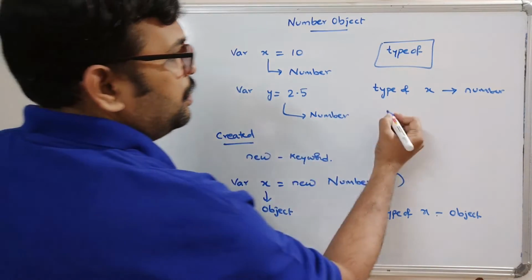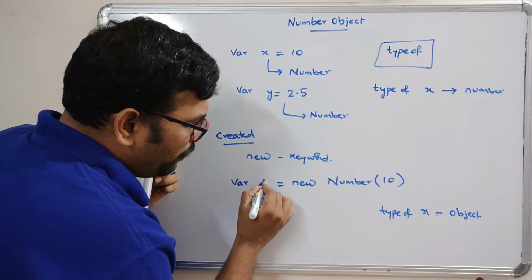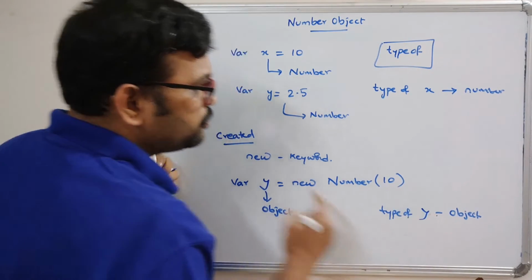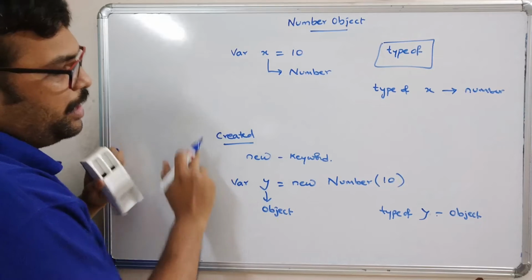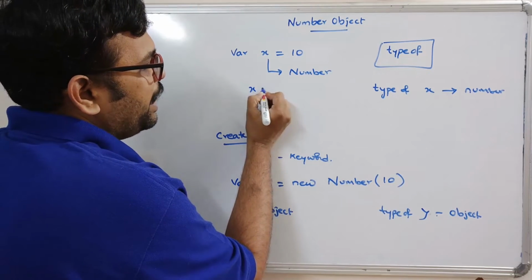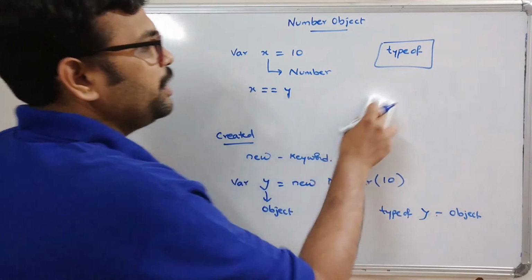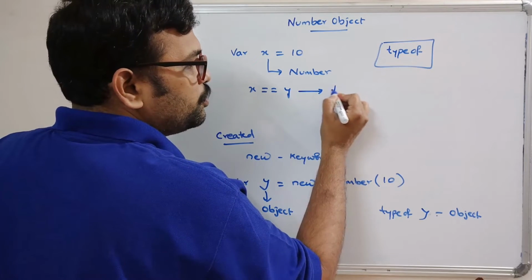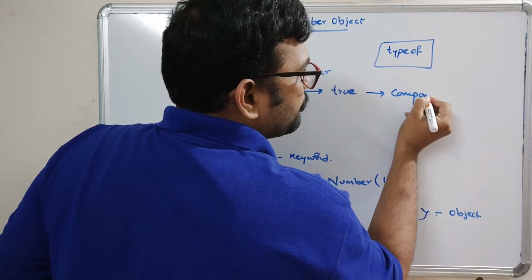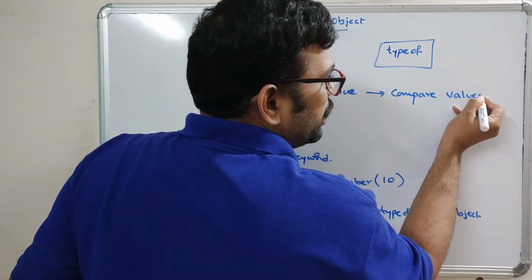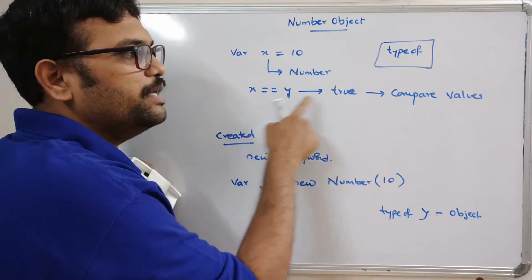Now, if you compare these two things, for example, consider y here. So x is equal to 10 and y is equal to 10. If you compare x double equals y, automatically this will return true because it will compare the values. The value of x is 10 here, and the value of y is also 10, so x equals y is true.